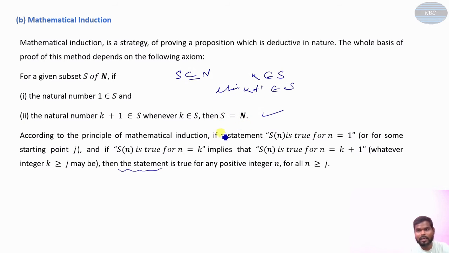So in mathematical induction, first of all we prove Sn is true for n equal to 1 or any starting point value, and we assume that Sn is true for n equal to k. Then you have to prove that Sn is true for n equal to k plus 1, which automatically proves that the statement is true for any positive integer n for all n greater than or equal to j. You have to keep in mind what the starting point is. The starting point may be 1, it may be 2. It depends upon what is to be proved.